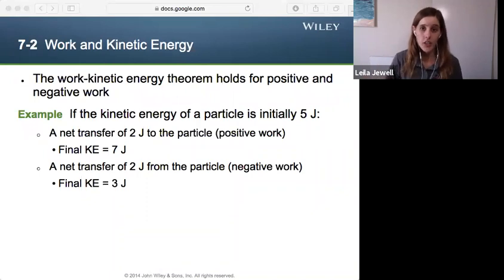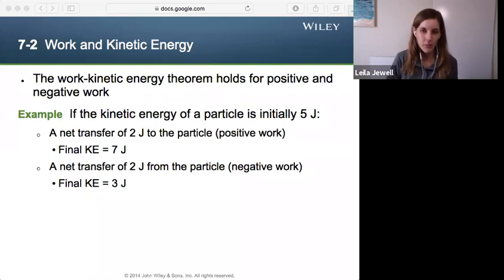And this work kinetic energy theorem, as mentioned, holds true for both positive and negative work. So we do want to pay attention to the signs here. So a couple examples real quick. If the kinetic energy of a particle is initially 5 joules, a net transfer of 2 joules to the particle is positive work, and so the final kinetic energy comes out to 7. If there's a net transfer of 2 joules from the particle, then that's going to be negative work. And so the negative work subtracts 2 joules from the initial 5 joules, and the final kinetic energy is now only 3 joules. We've removed kinetic energy from the system.